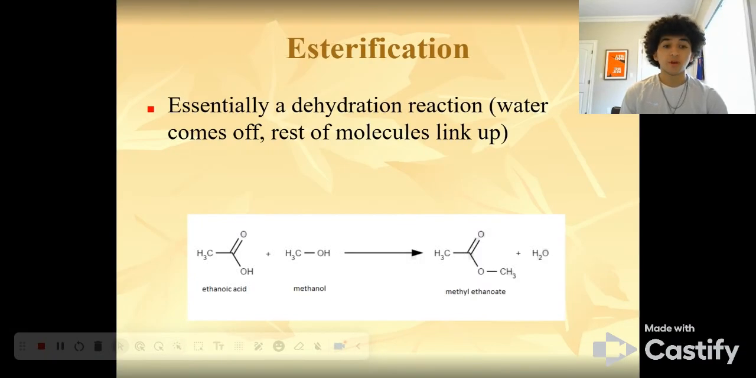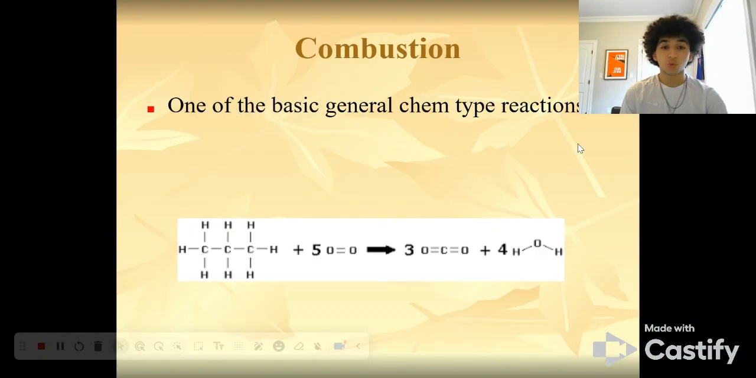Esterification is incredibly famous because esters are the molecules responsible for pleasant, sweet smells like fruits and perfumes. So every time you see an alcohol and an acid join together to create a sweet-smelling ester and kick off a molecule of water, you're looking at esterification. And now for a fun one.